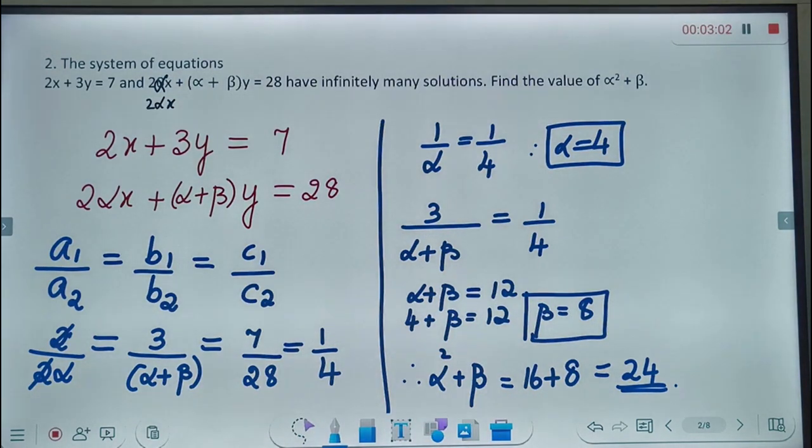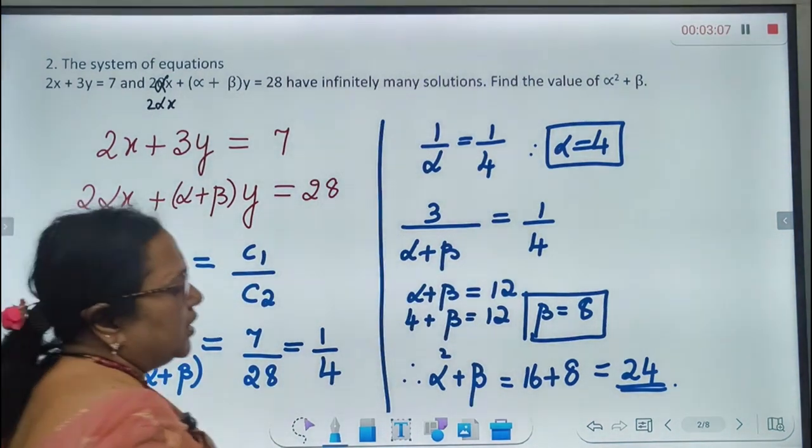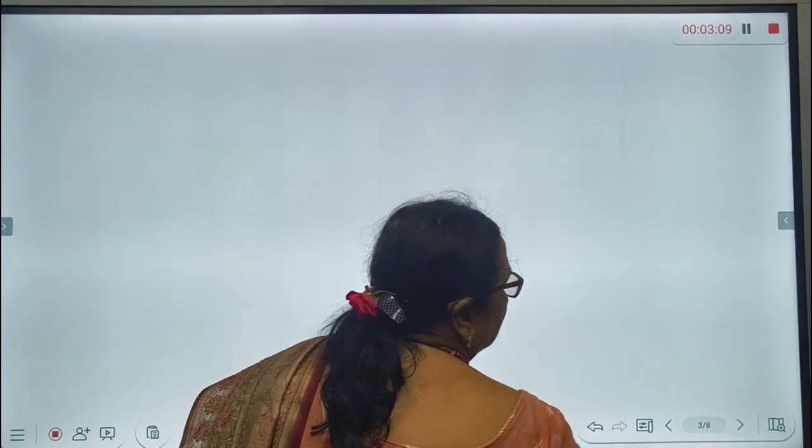Is it clear? So please be familiar with the condition and use the correct condition in the appropriate problem.